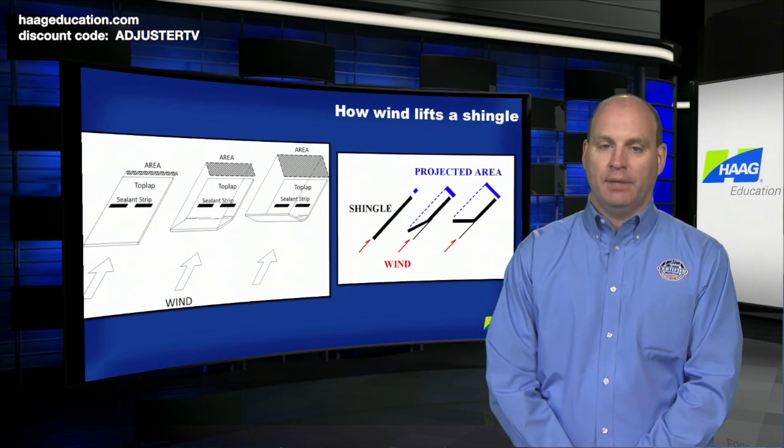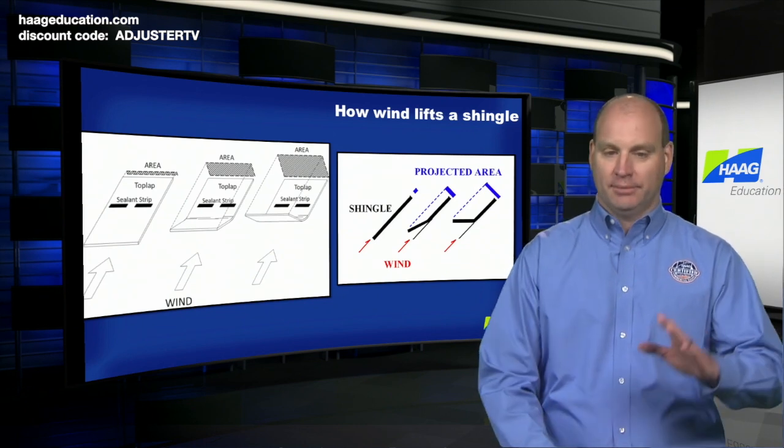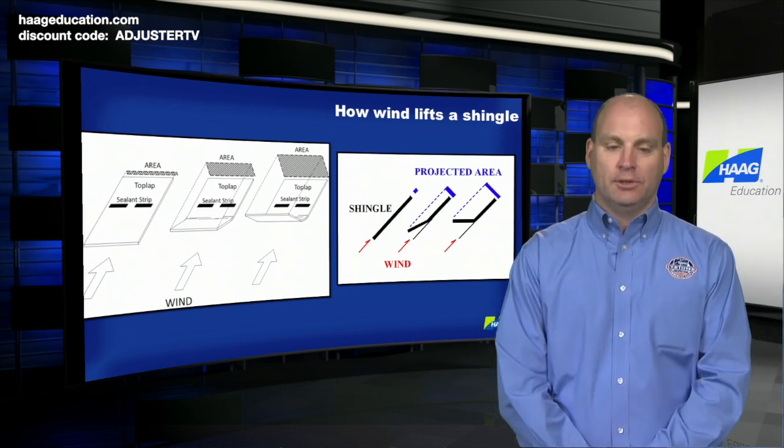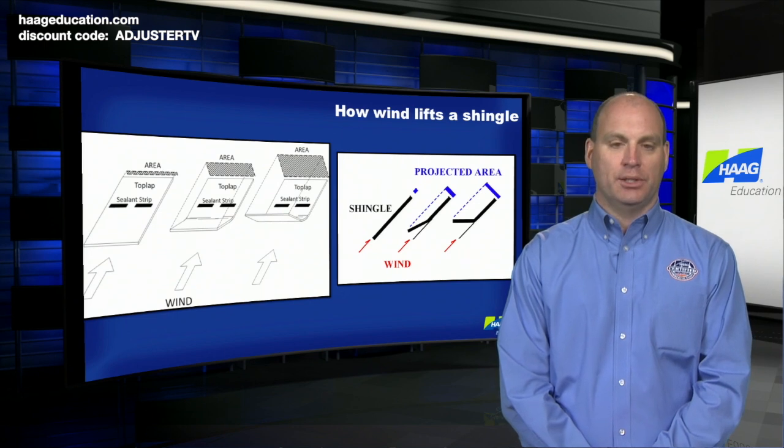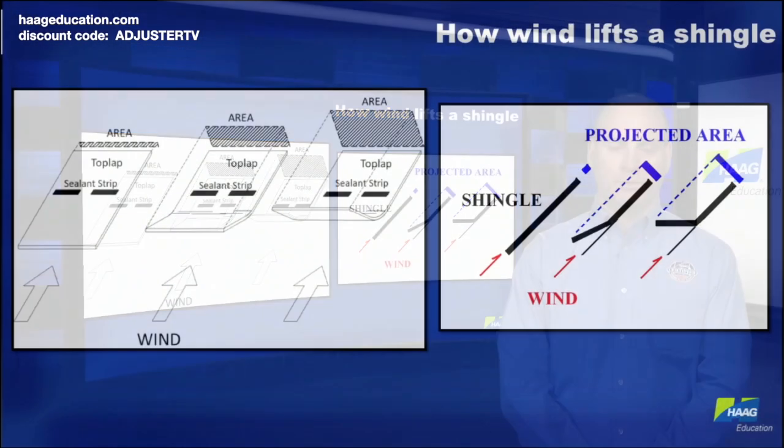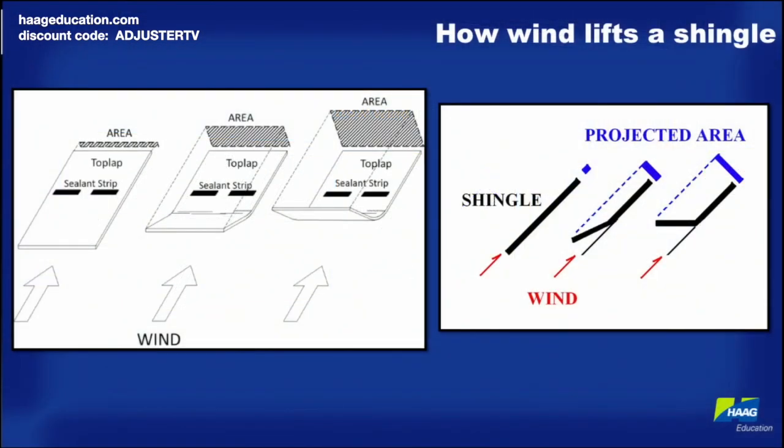The graphic to the left is a diagonal, looking downward kind of view, and to the right, that's more of a profile view. Initially, our shingle is laying nice and flat. The wind comes along, pressure is sufficiently high, it starts to lift the butt edge of that shingle. So there is your middle image.